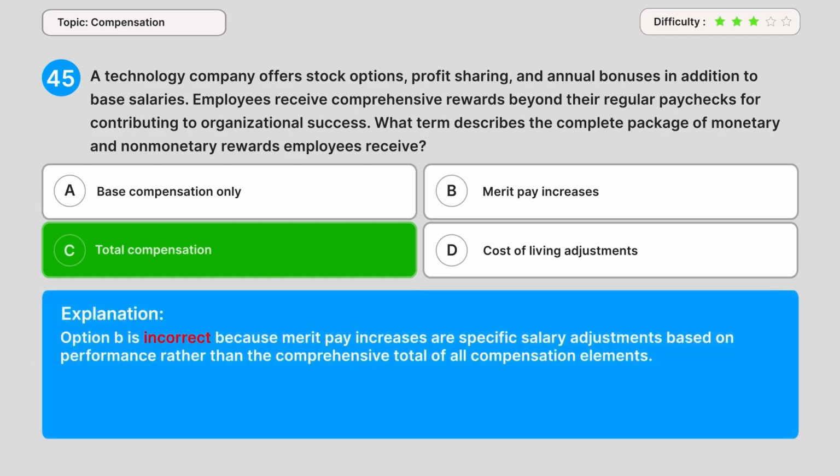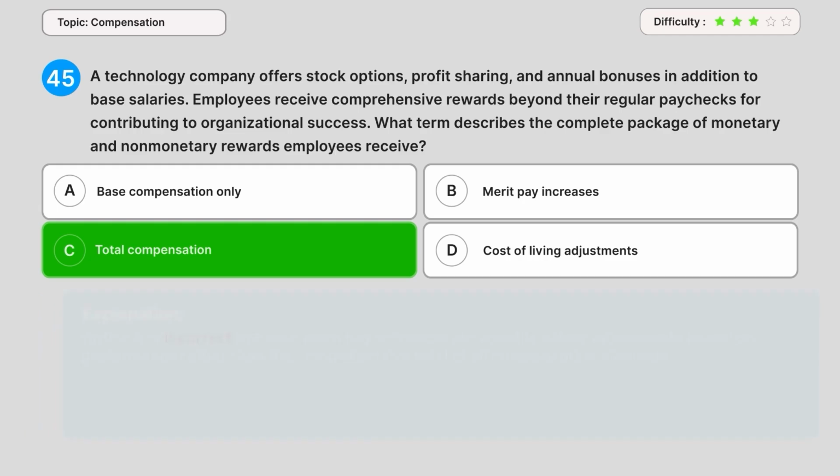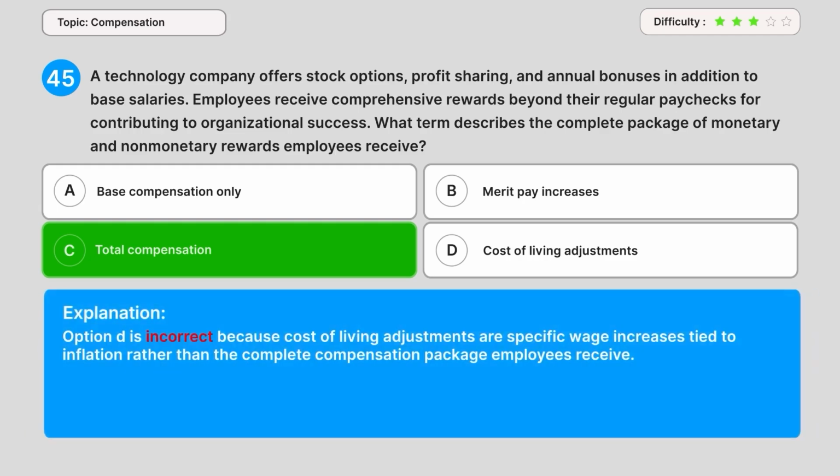Option B is incorrect because merit pay increases are specific salary adjustments based on performance rather than the comprehensive total of all compensation elements. Option D is incorrect because cost of living adjustments are specific wage increases tied to inflation rather than the complete compensation package employees receive.